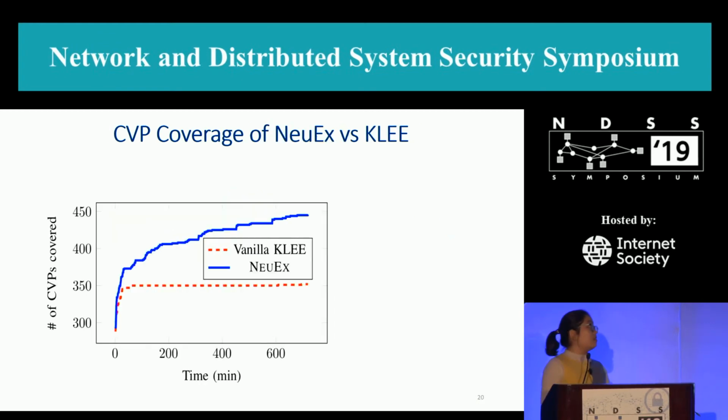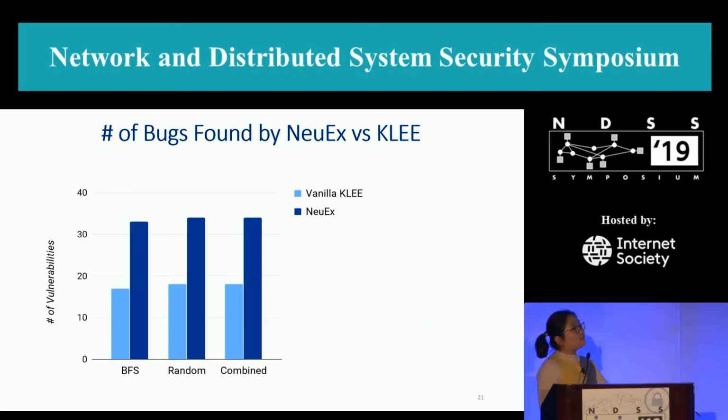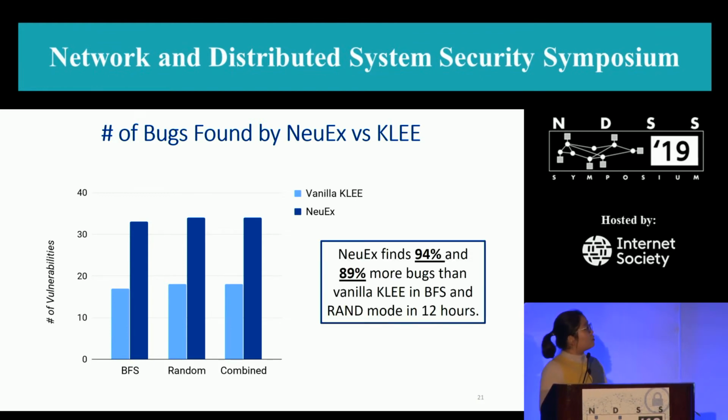However, under the same conditions, we also did a similar evaluation of our NeuEx. As you can see, the number of CVPs covered by NeuEx keeps increasing. And in our results, we find that the number of CVPs covered or reached by our NeuEx is actually 25% higher than vanilla KLEE in total. Apart from the CVP coverage, we also measure how many bugs are found by NeuEx and KLEE. And we found that NeuEx finds 94% and 89% more bugs than vanilla KLEE in BFS and random mode respectively, in 12 hours.